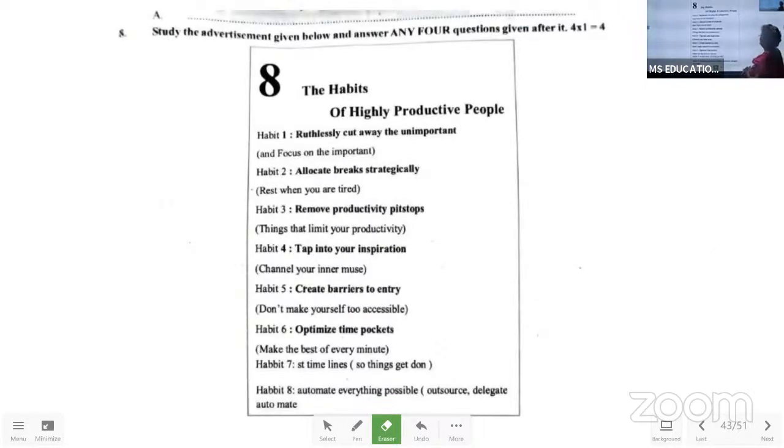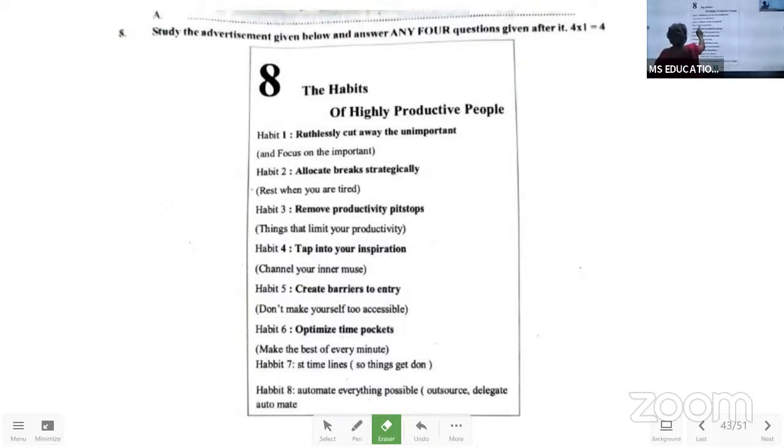The habits of highly productive people. Habit 1, ruthlessly cut away the unimportant. Usually we go on worrying about things that are not very important. So focus on the important things, on the important people in your lives, rather than wasting your time. Make a habit of allocating breaks strategically. Take breaks. Don't do everything at a go. You will exhaust yourself. Your mind becomes dull.